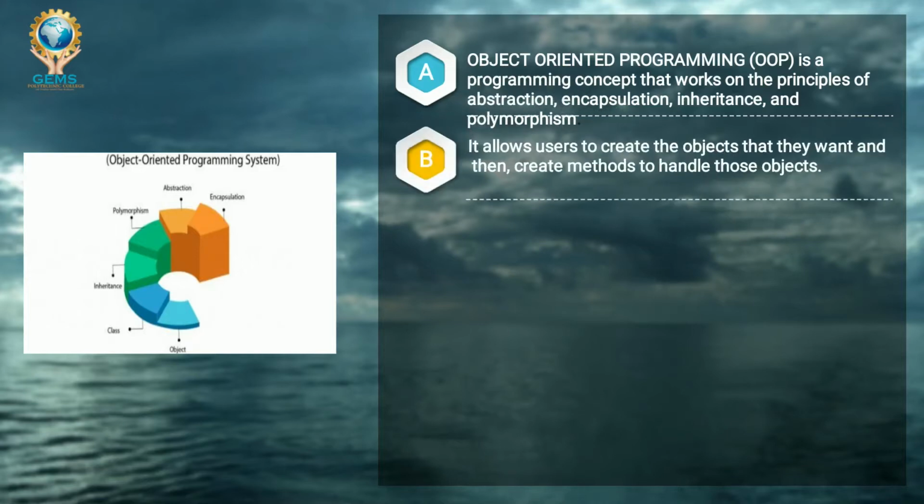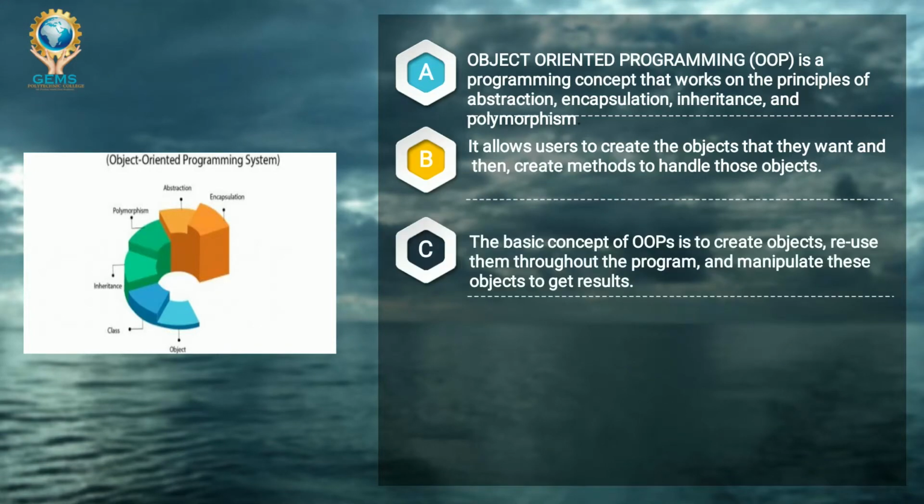Then it talks about the relation between the object and class, how a class handles the objects, and how it creates the objects. Then it talks about how object-oriented programming manipulates or reuses the code based on objects, and how it gets the result. So everything it talks about in a detailed manner.